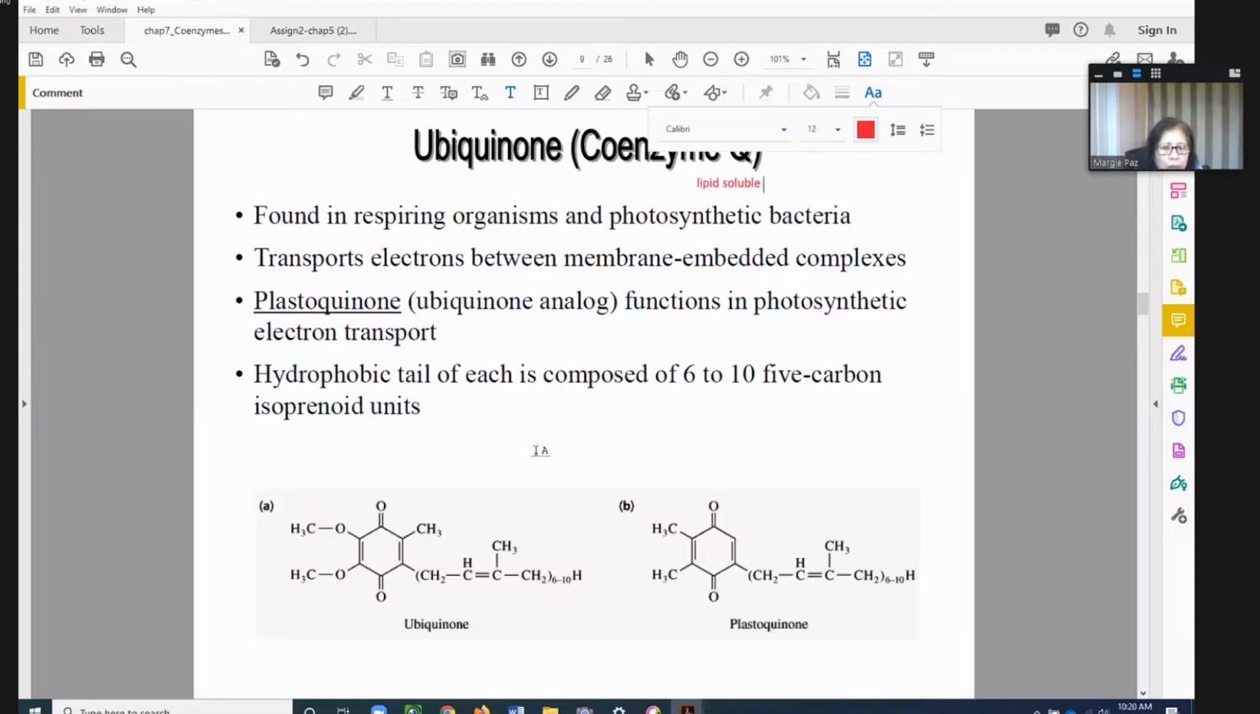Look at the structure in figure A. It has this hydrophobic tail here, and it is composed of 6 to 10 isoprenoid units. Right? The hydrophobic tail again is composed of 6 to 10 5-carbon isoprenoid units. This figure B here is plastoquinone. It is an analog of ubiquinone, and it functions in photosynthetic electron transport. Okay.